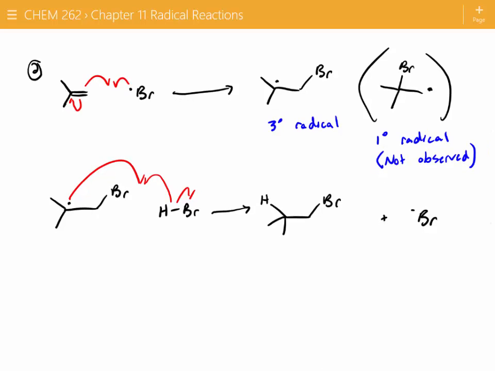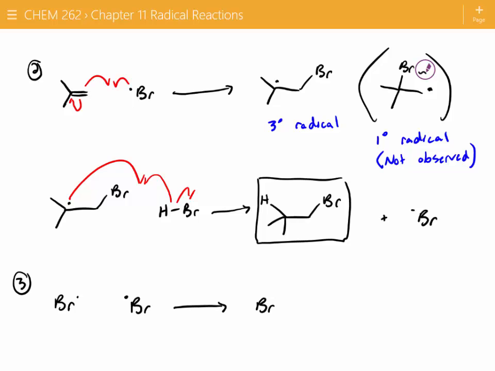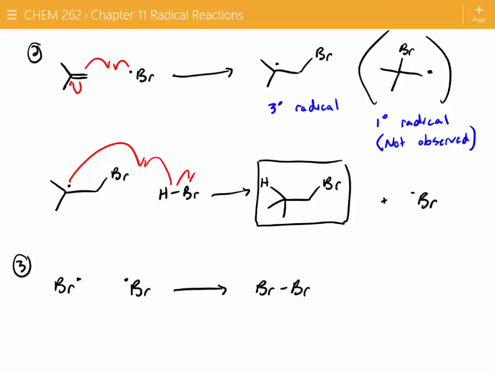What's our very last step now that we've made our product of interest? Termination. So if we have Br dot and we've got Br dot, these will combine together to form Br2. And so this is the reasoning behind why peroxides cause the bromination to occur at anti-Markovnikov positions, is because the intermediate, we want to go through the most stable radical, which occurs on that tertiary position.